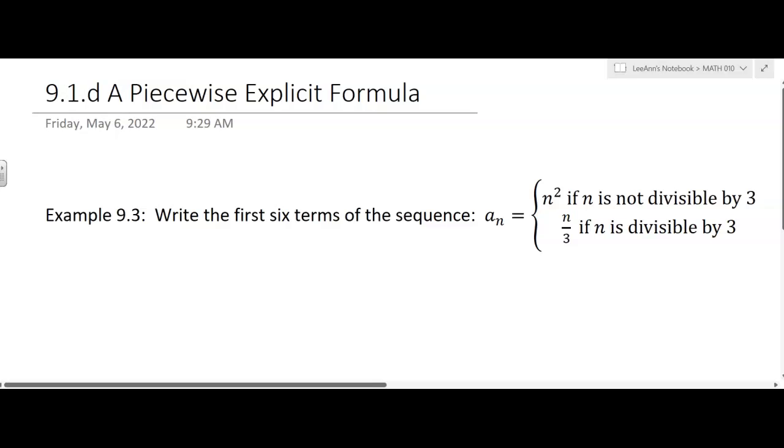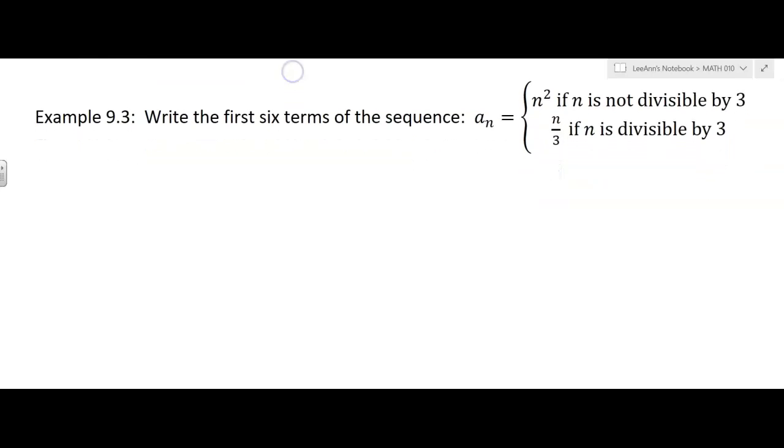Okay, so here they have a piecewise explicit formula. So we're just going to follow the directions. We've worked with piecewise things before. I don't always see these a lot in our sequences, but it's okay. We can do this. All right. So it says write the first 6 terms.